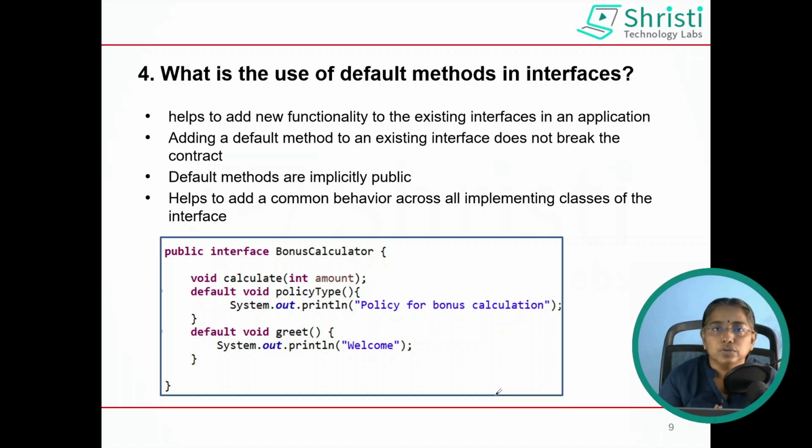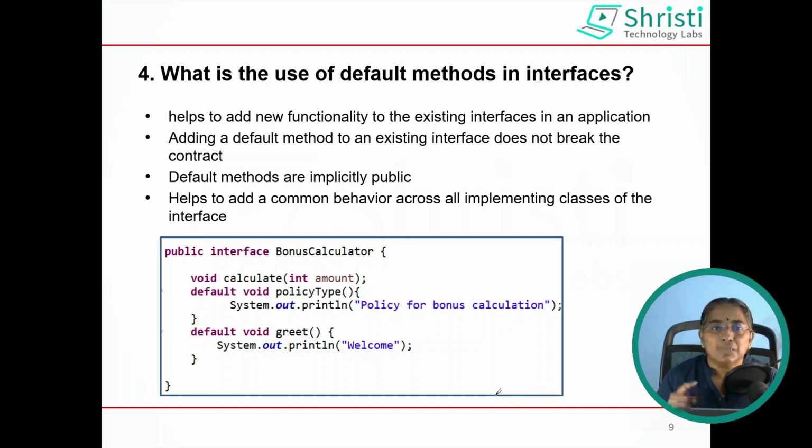Next, what is the use of default methods in interfaces? Default methods were introduced in Java 8. The purpose of default methods is to add new functionality to an existing interface without breaking the contract. This also supports backward compatibility. If you notice, in older interfaces like Comparator and Comparable, few default methods are added. This means they support backward compatibility. If you are writing an interface with two methods, later on if you want to provide a common functionality across multiple implementation classes, you can use default methods.